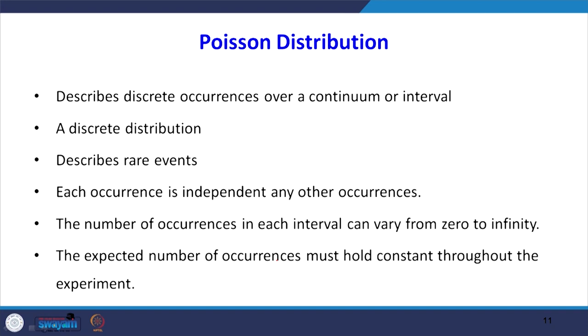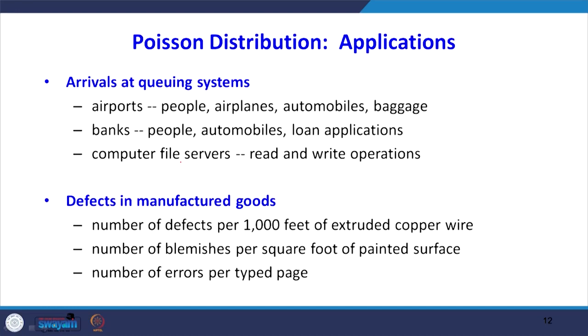Then we will go to the next distribution, the Poisson distribution. It describes discrete occurrences over a continuous interval. Generally the Poisson distribution is for rare events. It is a discrete distribution, x can have only discrete values. Each occurrence is independent of any other occurrence. The number of occurrences in each interval can vary from 0 to infinity. The expected number of occurrences must hold constant throughout the experiment. These are the assumptions of the Poisson distribution.